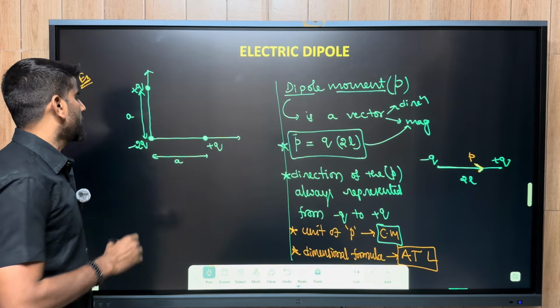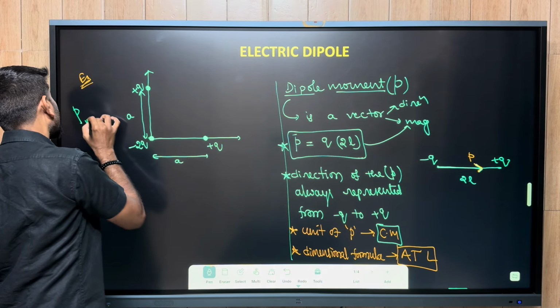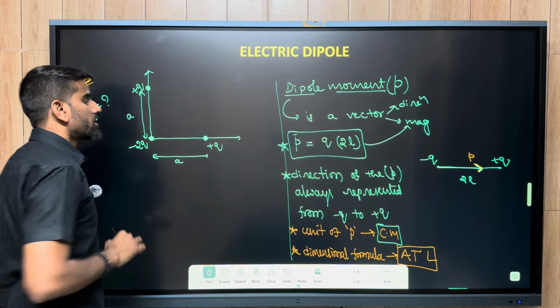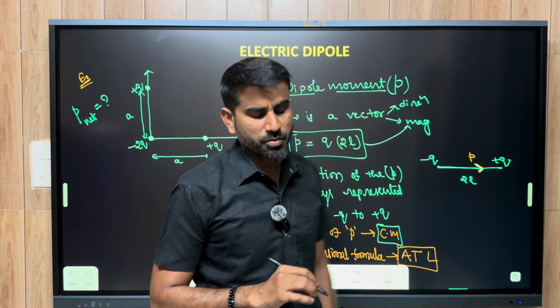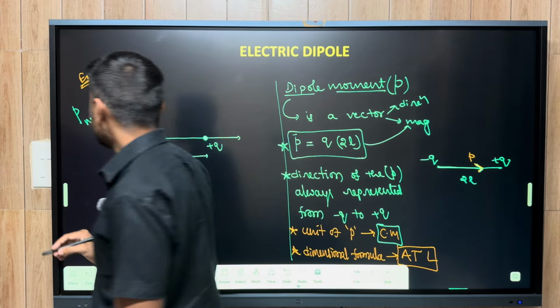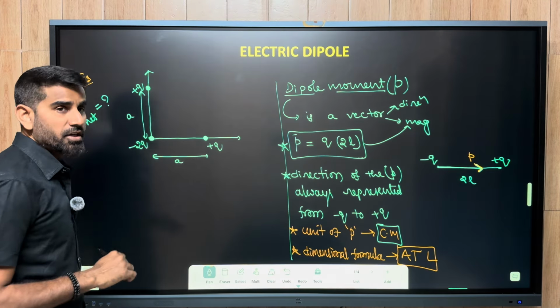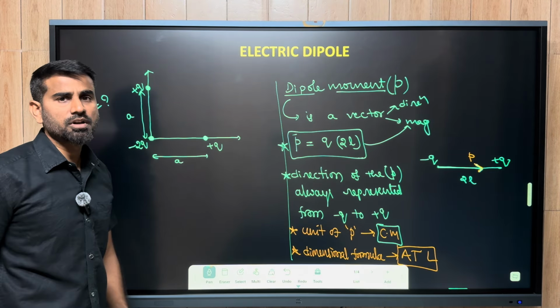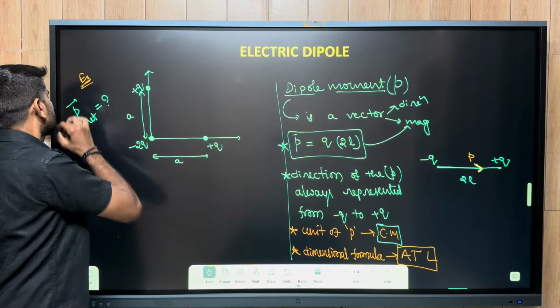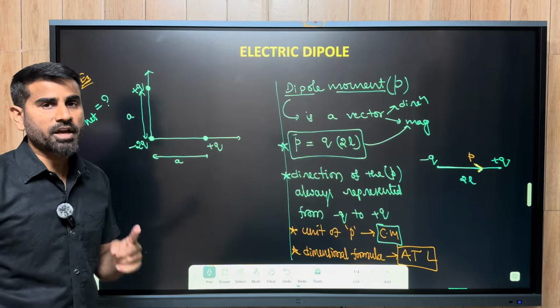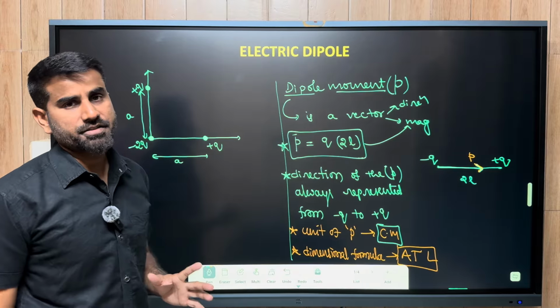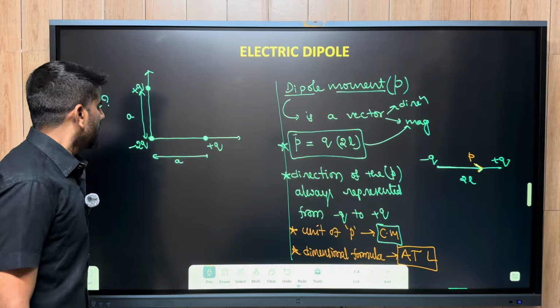Now the question is asked to find the net dipole moment. What is the net dipole moment? Both magnitude and direction, because it is a vector quantity. I am going to represent it as an arrow. So we need to find the magnitude as well as the direction.